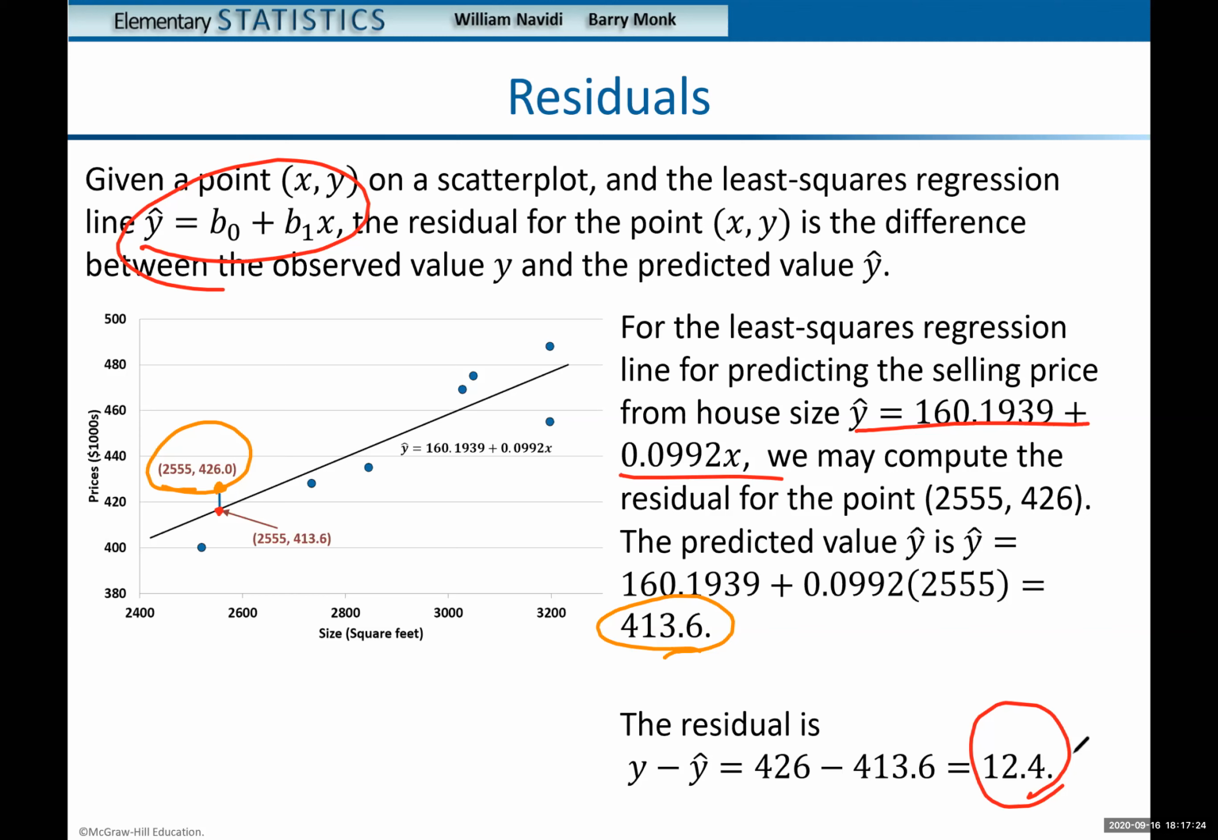How many points do we have here? 1, 2, 3, 4, 5, 6, 7, and 8. If we do that for all 8 points, getting the difference between the y values and the predicted values, that's a lot, right? But I'm going to show you later the shortcut for this. I'm just showing you how to compute the residual, so we don't really need to do all this for every point.